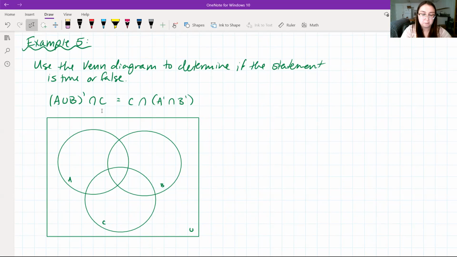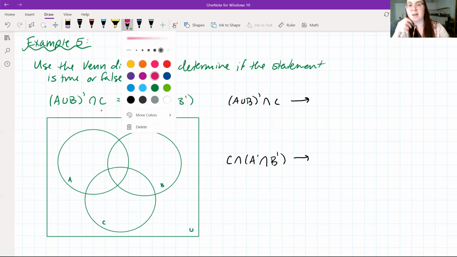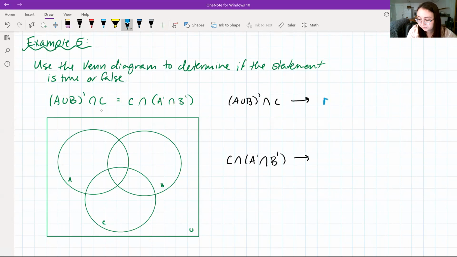So let's do this. We're going to say A union B complement intersect C are going to have these colors, and then C intersect with A complement intersect B complement will have these colors. So as we're coloring them in, we'll know what they are. So we'll give this blue color to A union B complement.